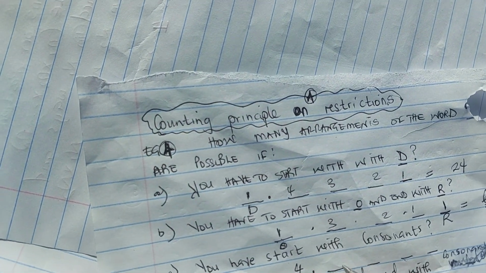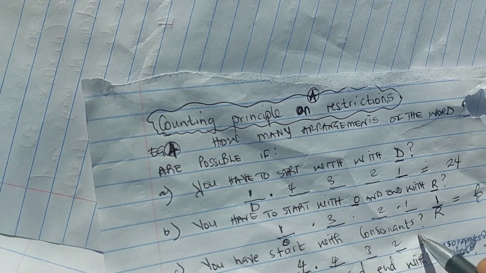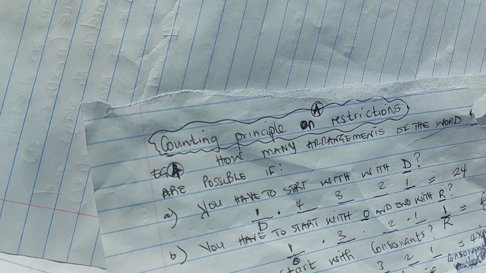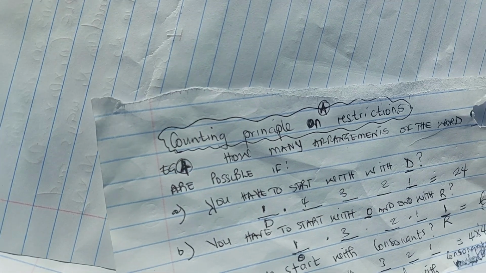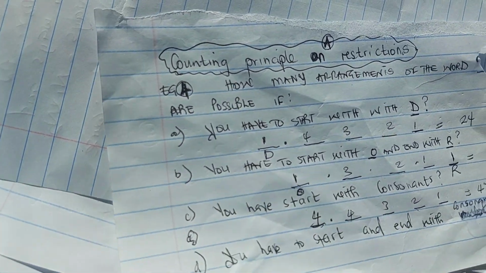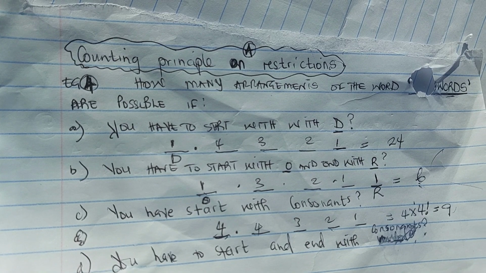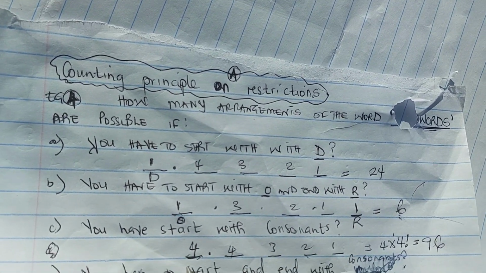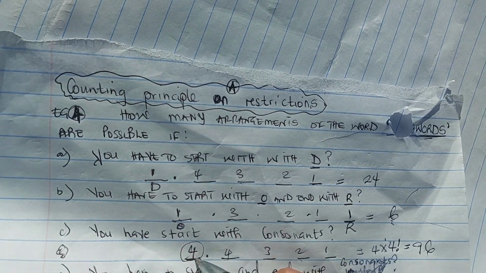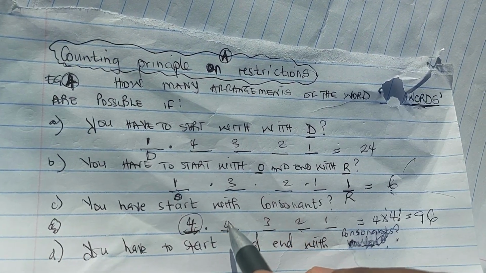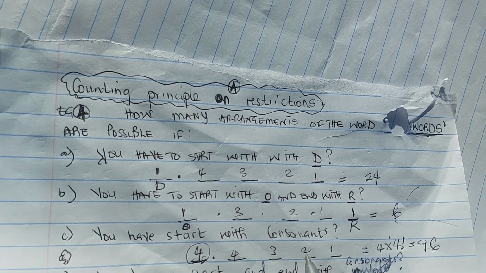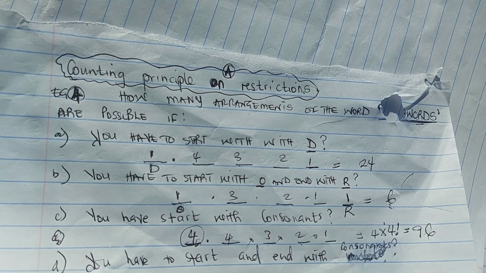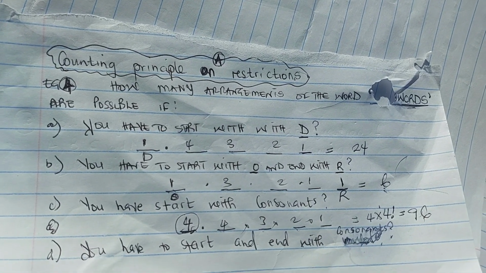So from there you would have 4, and then 4, 3, 2, 1. If you multiply, you have 4 times 4 factorial, which I think gives you 96. So you've got 4 consonants, then you're left with 4, 3, 2, 1. Multiplying each other, you have 4 times 4 factorial, which is going to be 96.